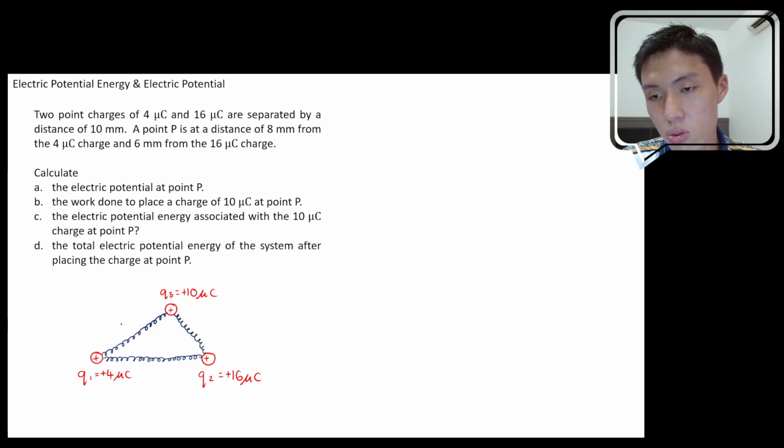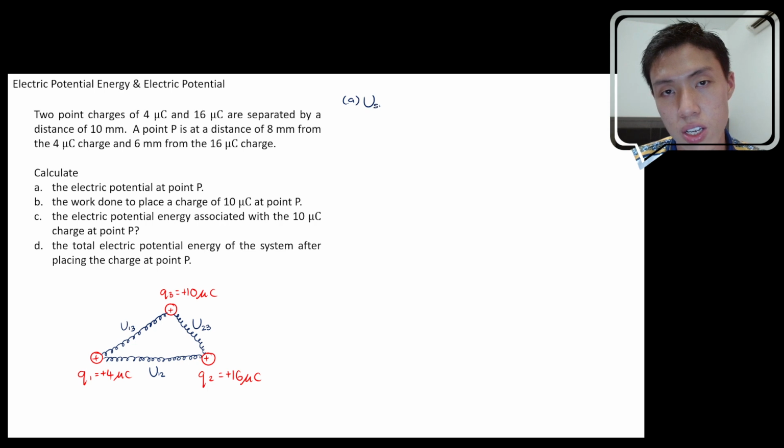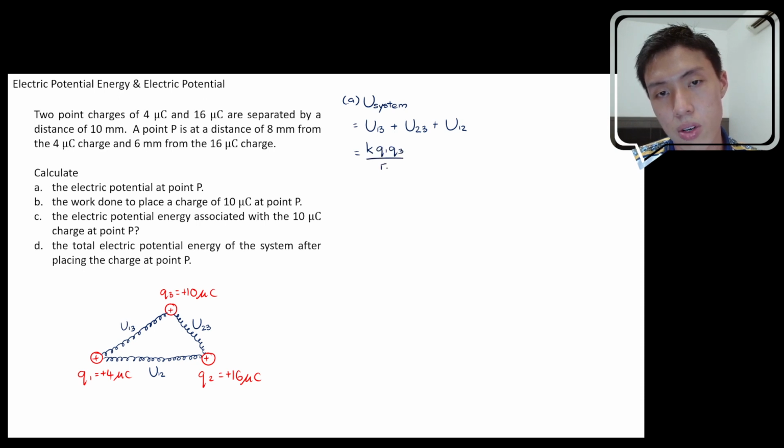This one is U13, which equals KQ1Q3 over R13. This one is U23, which equals KQ2Q3 over R23. This one is U12, which equals KQ1Q2 over R12. So we labeled the diagram already. Because they asked for the total electric potential energy of the system, we have to add up every single spring in this diagram. So we need to add up U13, U23 and U12. Expanded, you get KQ1Q3 divided by R13 plus KQ2Q3 over R23 plus KQ1Q2 over R12.